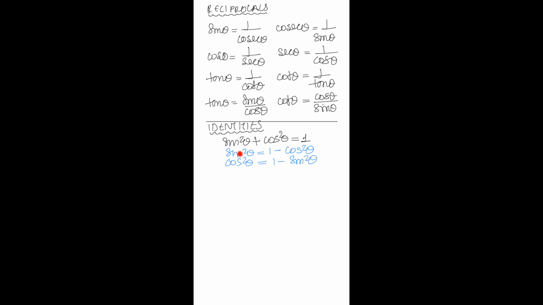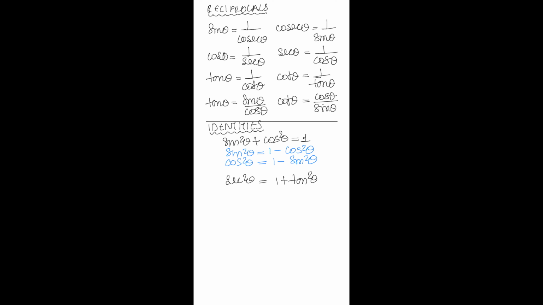Now, next identity. Identity number 2. This identity is sec square theta is equal to 1 plus tan square theta. Again, the two which I'm going to teach you are not used as frequently as the first identity. So since their usage is a bit less, many of the students tend to forget it. But you should learn it very carefully. Sec square theta is equal to 1 plus tan square theta.